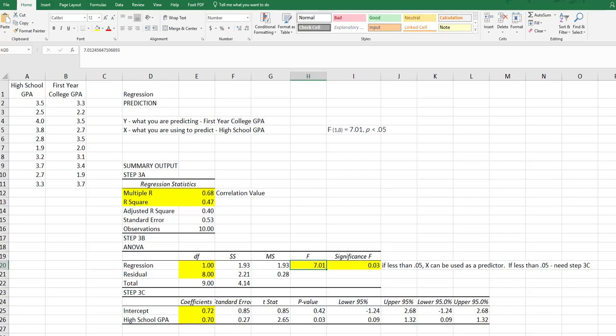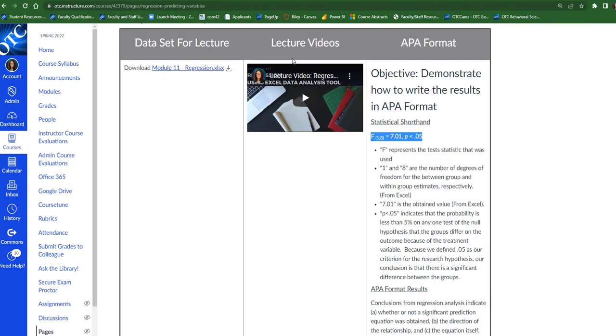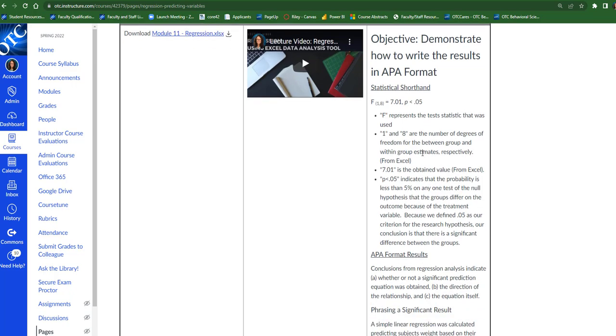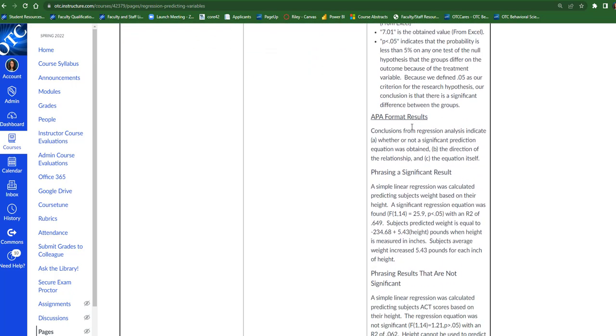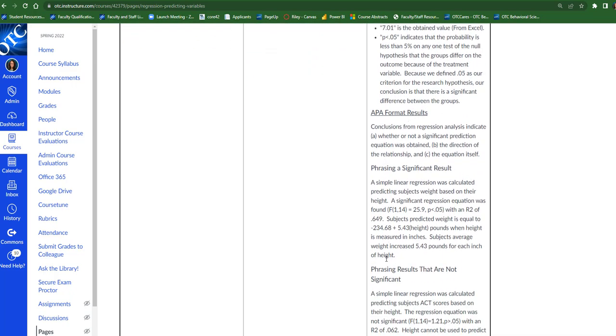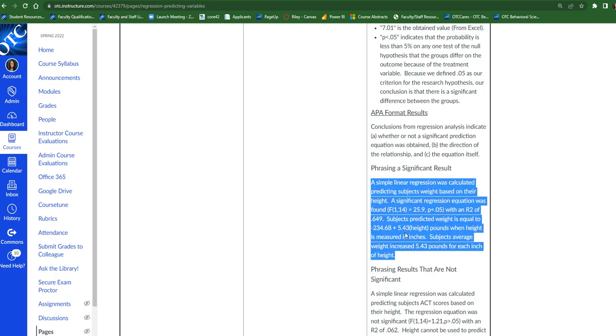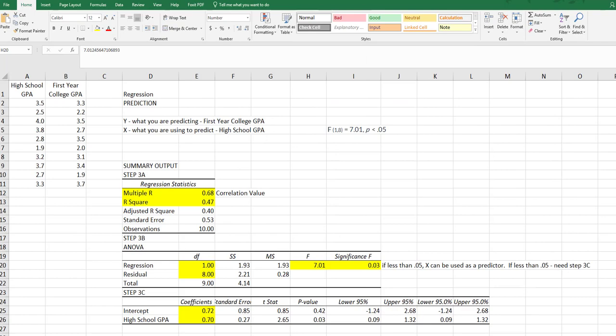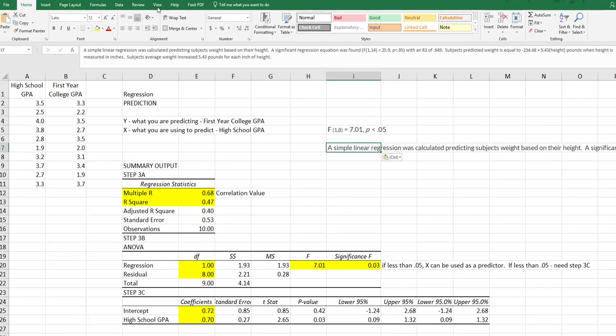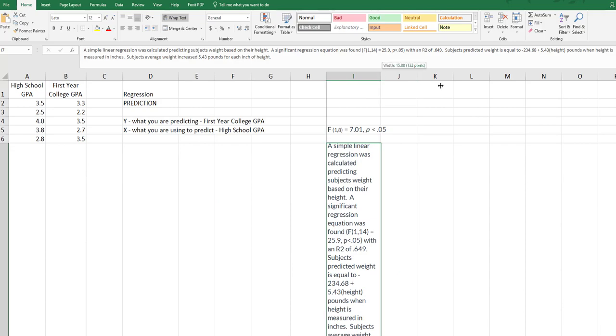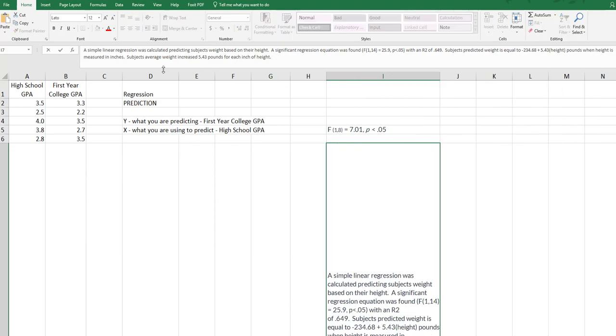Okay. Once I have my statistical shorthand written, again, this is in our class, you can scroll down and see if you have a significant result or a not significant result. I have a significant result, so I'm going to copy this one, and I'm going to paste it here. I'm going to adjust this a little bit so we can see this.